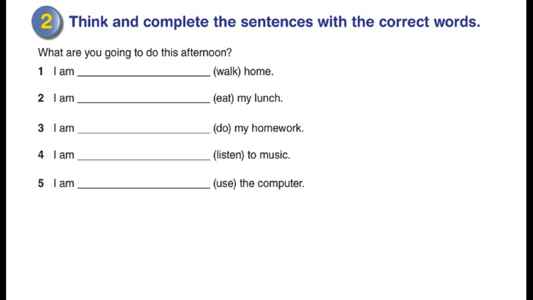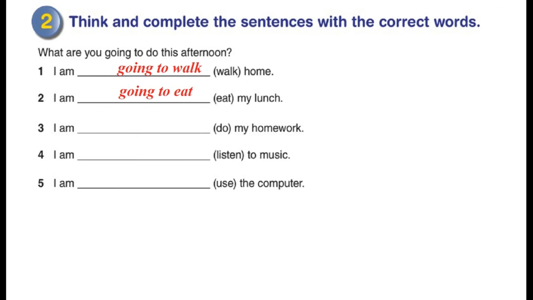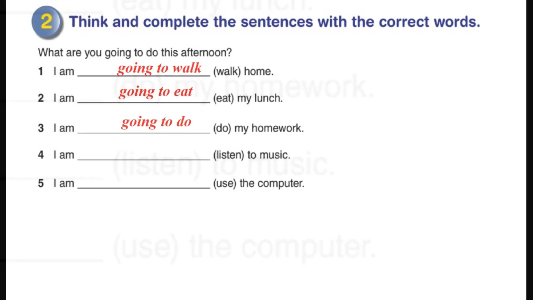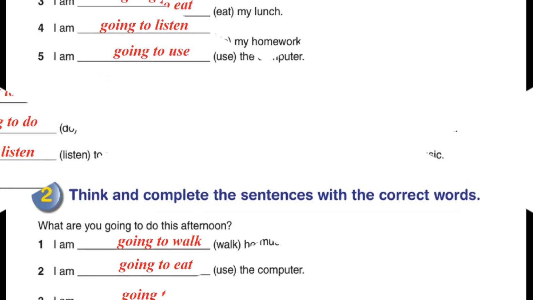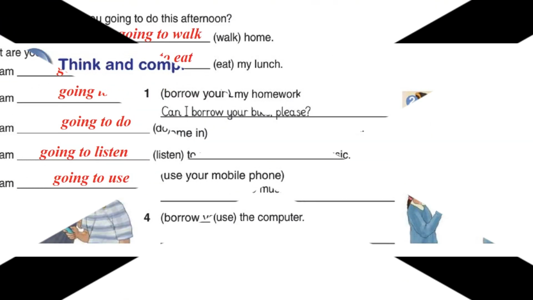2. Think and complete the sentences with the correct words. What are you going to do this afternoon? 1. I am going to walk home. 2. I am going to eat my lunch. 3. I am going to do my homework. 4. I am going to listen to music. 5. I am going to use the computer.